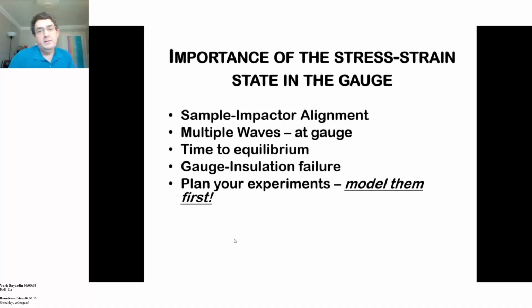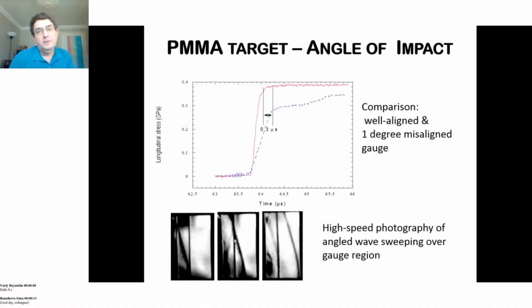So here is an example of what happens with gauge and impactor target misalignment. It was a deliberate misalignment here. I had a well-aligned impact experiment, and that is represented by the red line. The red line on the graph there has a very sharp rise. And then I deliberately misaligned the target by 1 degree. That is a lot of misalignment. It's the kind of thing you can obviously see by eye. So 1 degree misaligned gauge, really quite extreme.